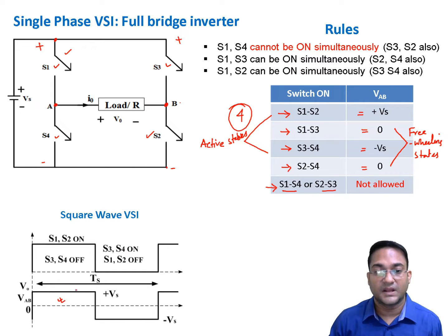Now when you turn on S1 and S2 together, this voltage waveform looks like this. You are getting plus Vs across the load terminal. When you turn on S3 and S4 together, you are getting minus Vs across the load terminal. It is very simple. So what you have to do is remember these 3 golden rules, and based on that you decide these switching states and you determine what is going to be your load voltage.